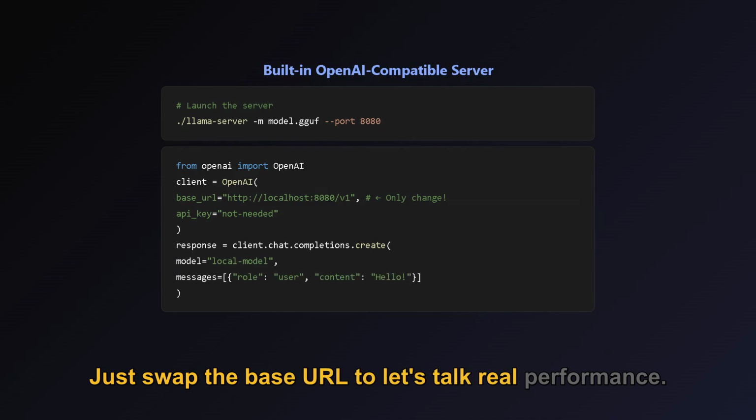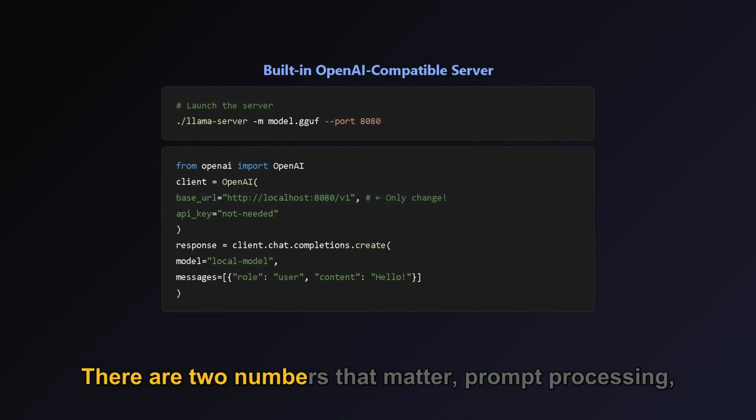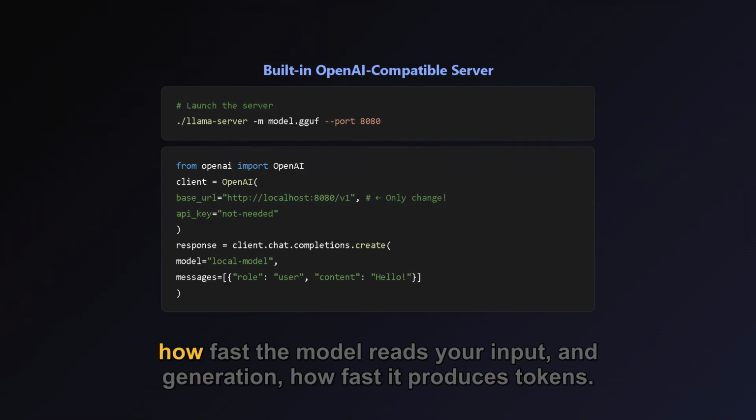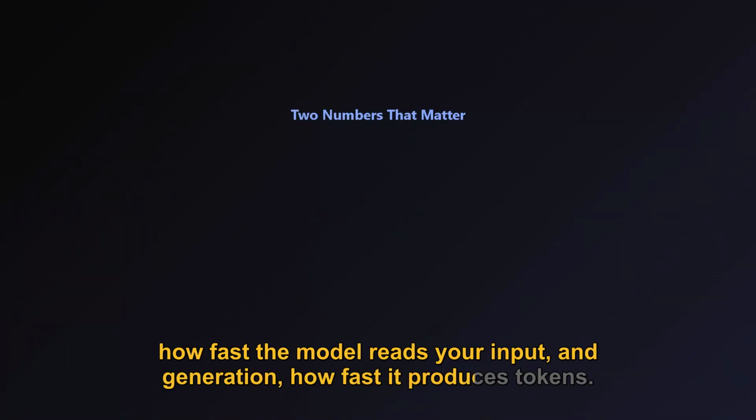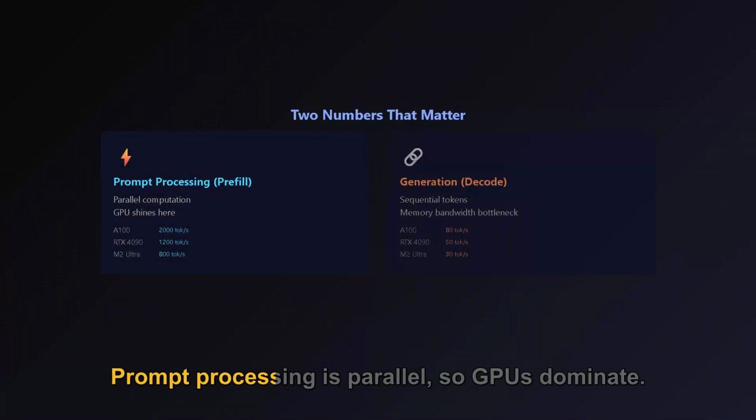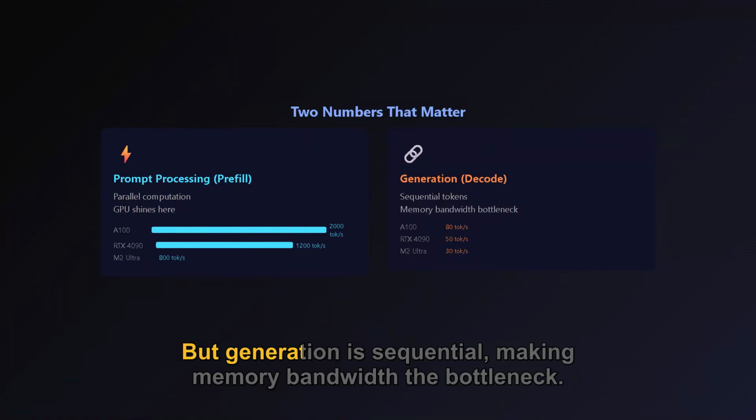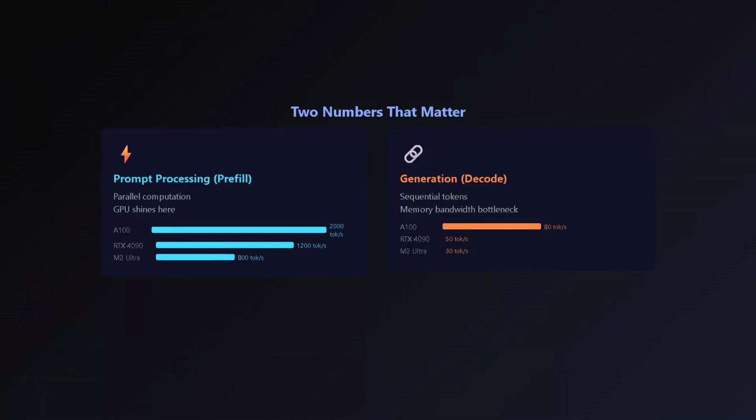Let's talk real performance. There are two numbers that matter: prompt processing, how fast the model reads your input, and generation, how fast it produces tokens. Prompt processing is parallel, so GPUs dominate. But generation is sequential, making memory bandwidth the bottleneck.